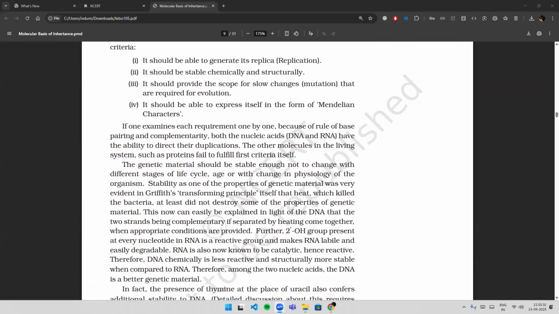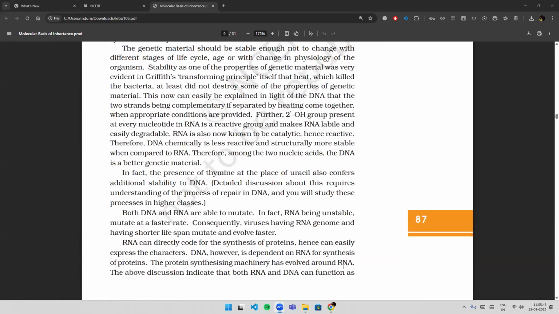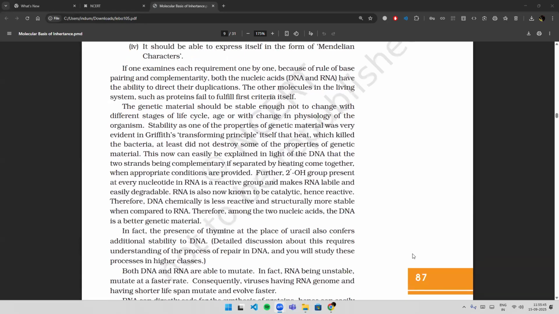If one examines such requirements one by one, because of the rule of base pairing and complementarity, both the nucleic acids have the ability to direct their duplications. The other molecules in the living system, such as proteins, fail to fulfill the first criterion itself. The genetic material should be stable enough not to change with different stages of life cycle, age, or with change in physiology of the organism.